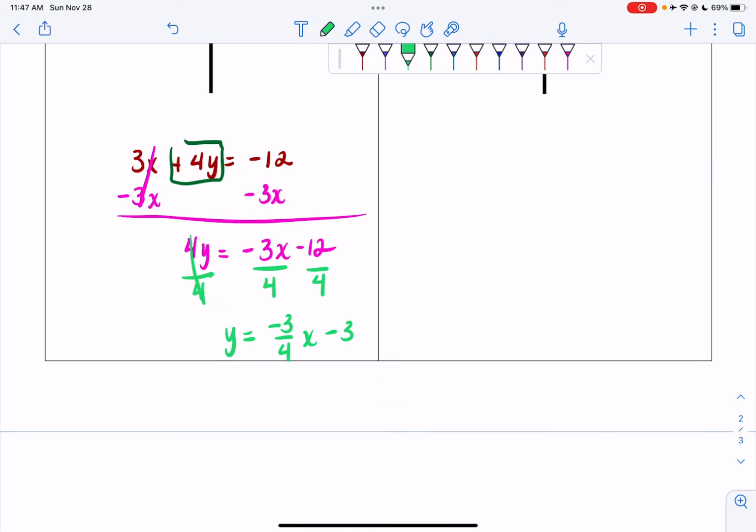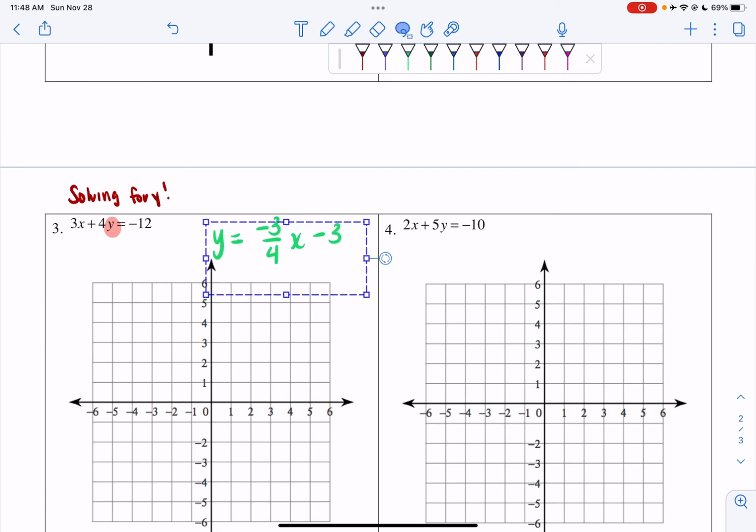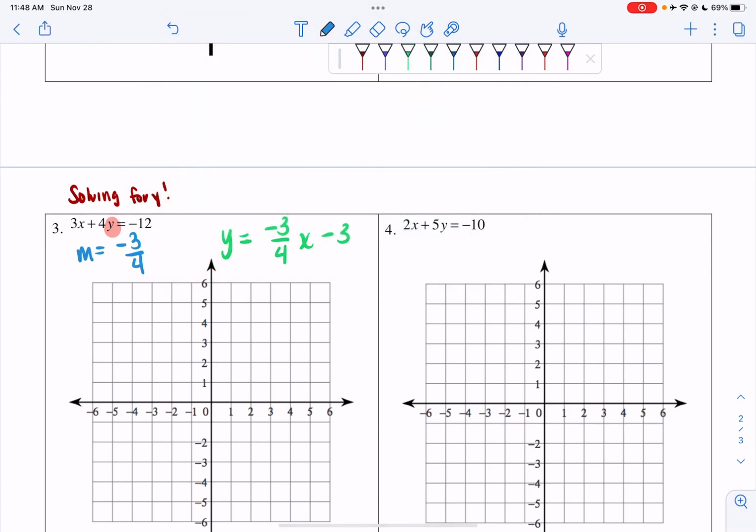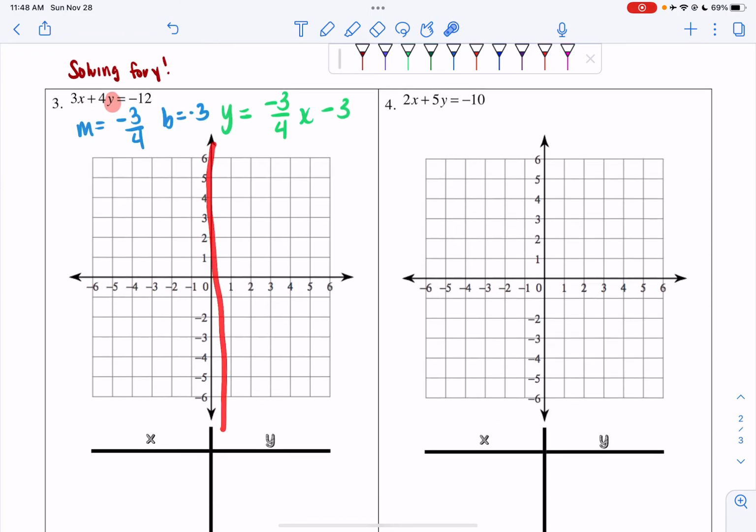So now I can graph it. So I'm going to copy and paste this. Copy, paste. I'm going to put it up here, that way we know what we're graphing. If I look, I can identify my slope. My slope is negative 3 over 4. And my y-intercept is negative 3. So I'm going to go to negative 3, which is right here, and plot a point right there. Now I'm going to go down 3, right 4. So 1, 2, 3, 1, 2, 3, 4. And I plot a point at 4, negative 6.